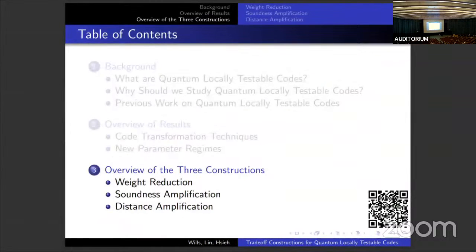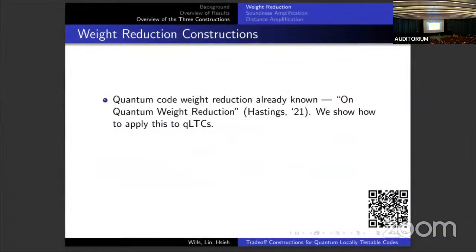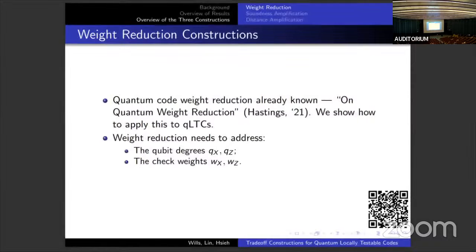So I can give a brief overview of how these all work. So the weight reduction procedure is based on Hastings on quantum weight reduction from 2021. And Hastings gave us weight reduction procedures for general quantum codes, but didn't analyze the change in soundness under these constructions, which means that you need to analyze the change in soundness to apply them to QLTCs. What makes quantum weight reduction difficult is you need to treat 4 things. You need to treat both qubit degrees and both check weights.